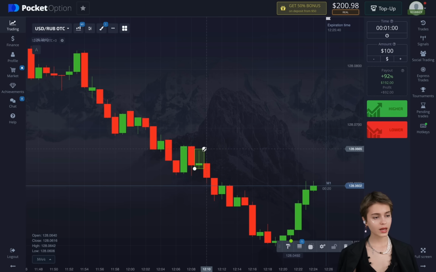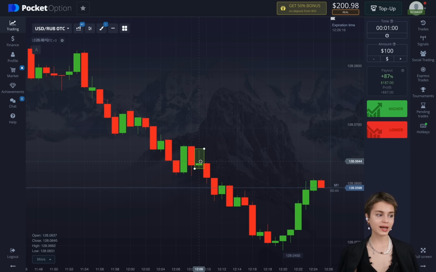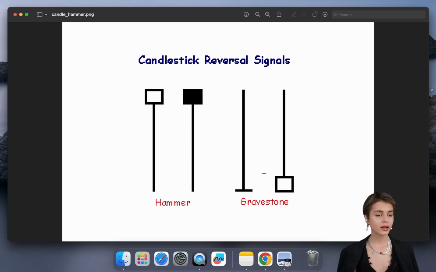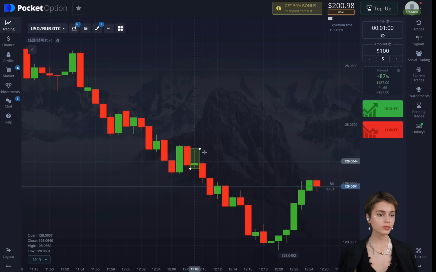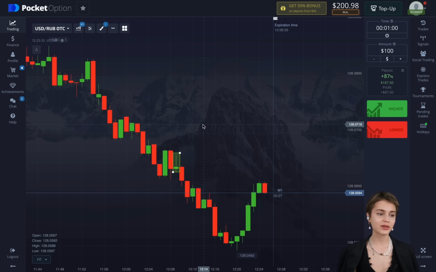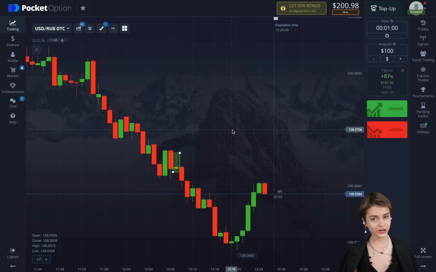So, this candle is a gravestone because its body is at the very bottom. It may be really small, hardly noticeable, but what matters is that it has a shadow at the top. So right here we see the shadow at the top, the body at the bottom. It's a gravestone candle, and in this case it's an indicator of our downtrend continuation.